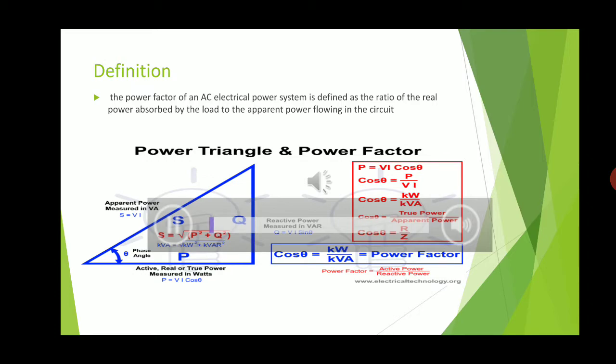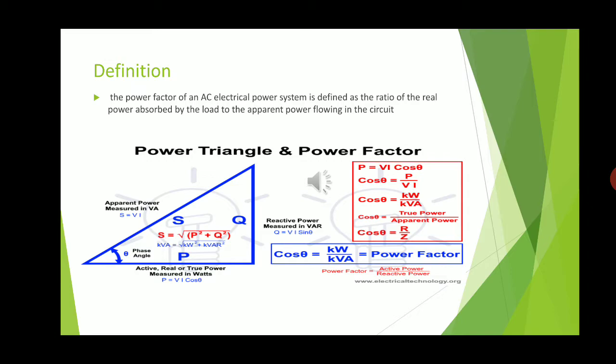If you see the definition, there are various types of definitions regarding power factor. The main definition is that the power factor of an electrical AC power system is defined as the ratio of real power absorbed by the load to the apparent power flowing in the circuit. The other definition is that it is the phasor angle between the voltage and current. Another definition is that it is the ratio of the impedance and the resistance. So there are various types of definition.